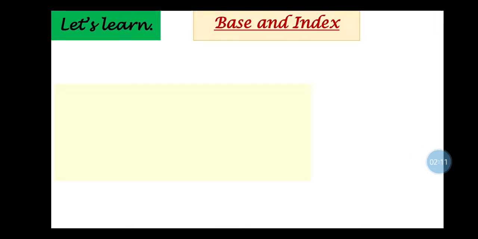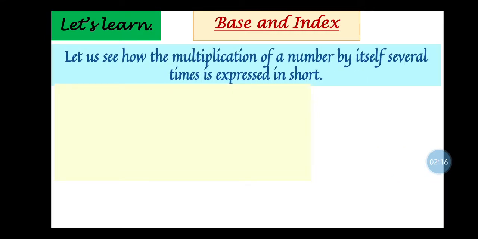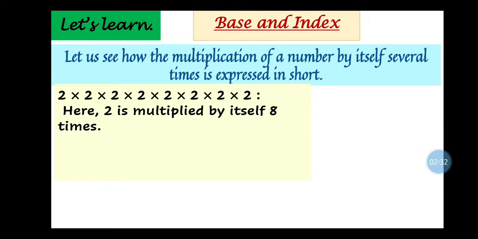Let's learn base and index. Let us see how the multiplication of a number by itself several times is expressed in short. Now you can see 2 is being multiplied by itself 8 times. This is written as 2 raised to 8 in short. So instead of writing 2 into 2 into 2 8 times, we can write 2 raised to 8.